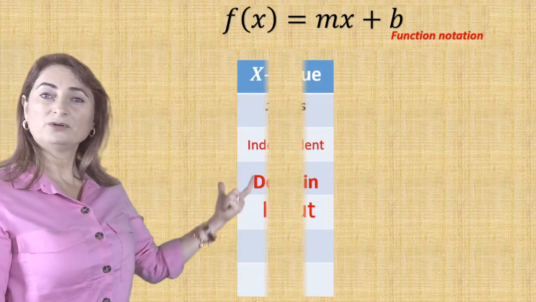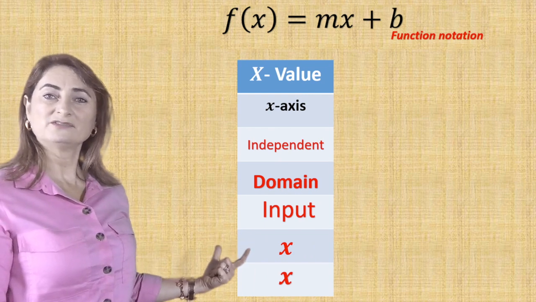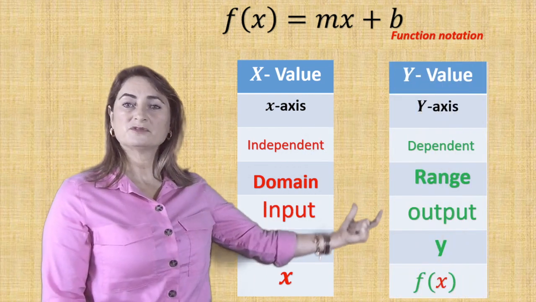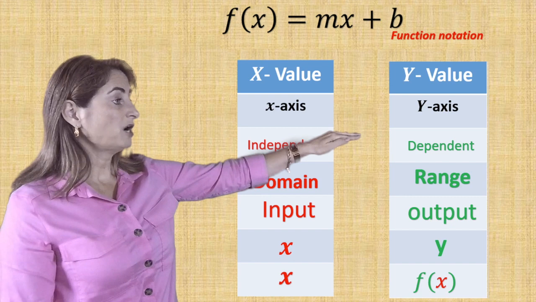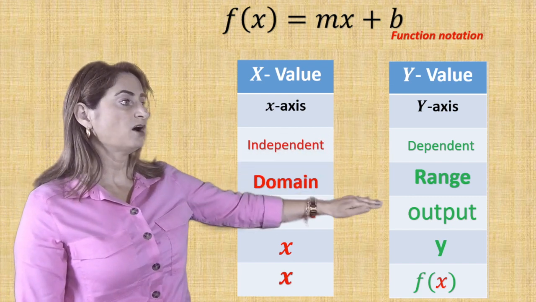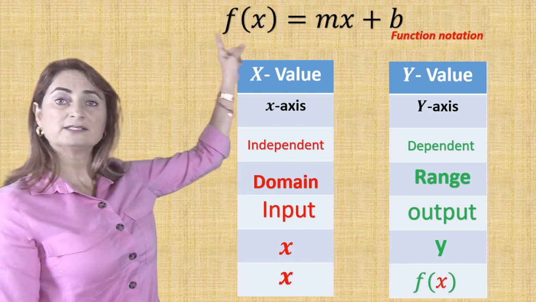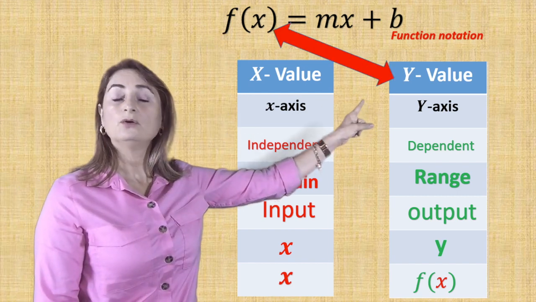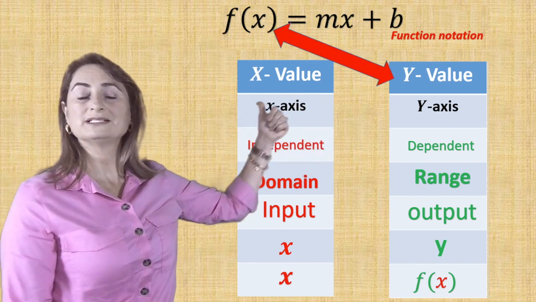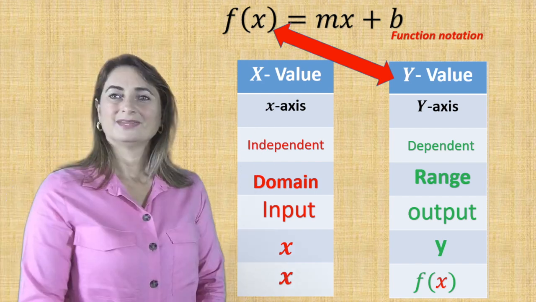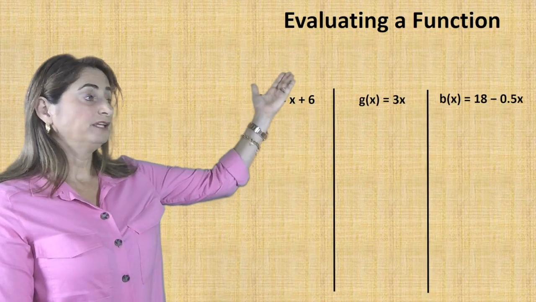Remember the table where you have all the different names for the x values and all the different names for the y values. Watch how we said it's the dependent, range, output, y, and it is the f of x. So f of x is the y value or the output when you replace x with any value. Now let's practice evaluating a function.